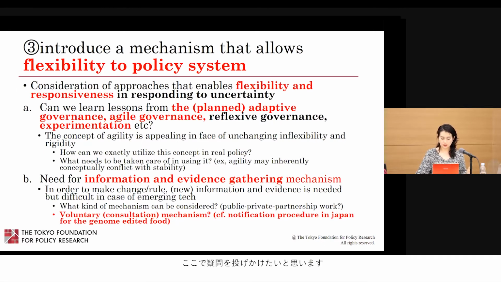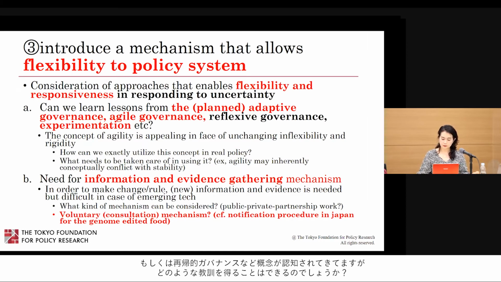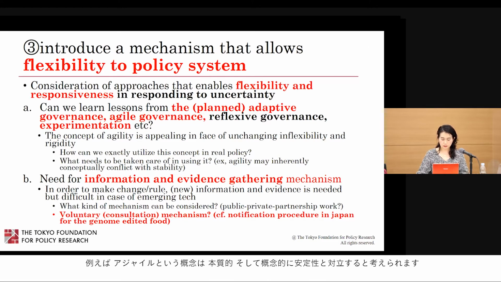Finally, we need to consider the approach that enables flexibility and responsiveness in responding to uncertainty. Here, I'd like to ask a question. As was mentioned by Oye sensei as well, there are concepts and ideas like planned adaptive governance, agile governance, reflexive governance, or experimentation. Those concepts are becoming popular, but can we learn lessons from this? For example, the concept of agility is appealing in the face of change and rigidity. But how can we exactly utilize this concept in real policy? What needs to be taken care of in using it? For example, the concept of agility can be said to inherently and conceptually conflict with stability.